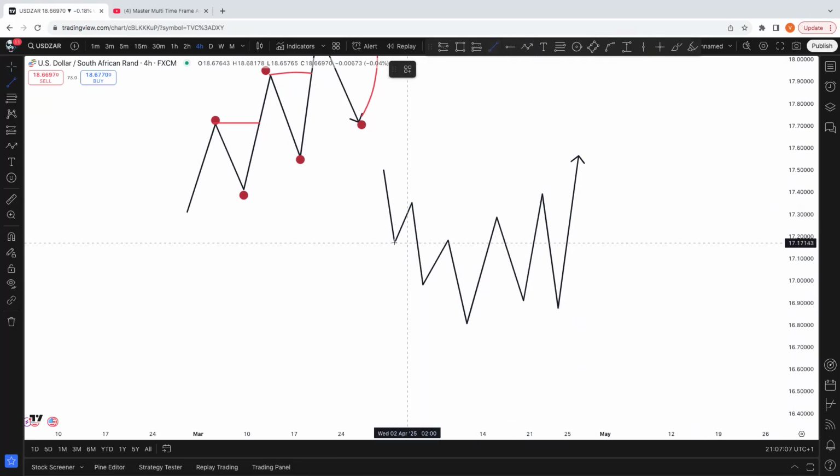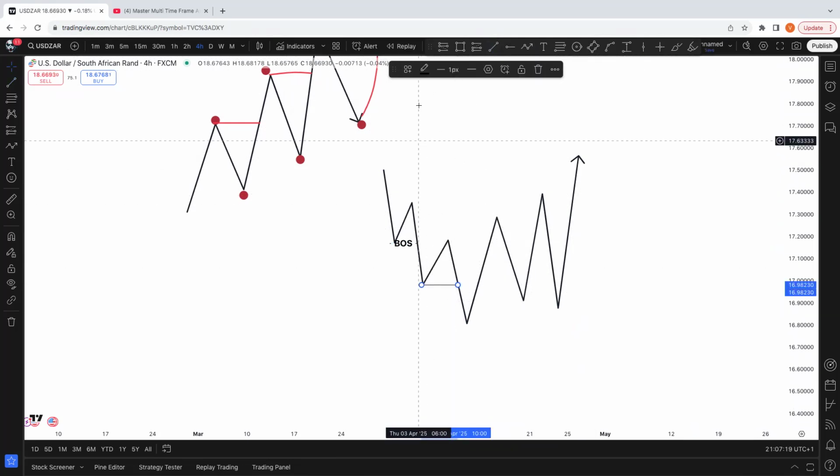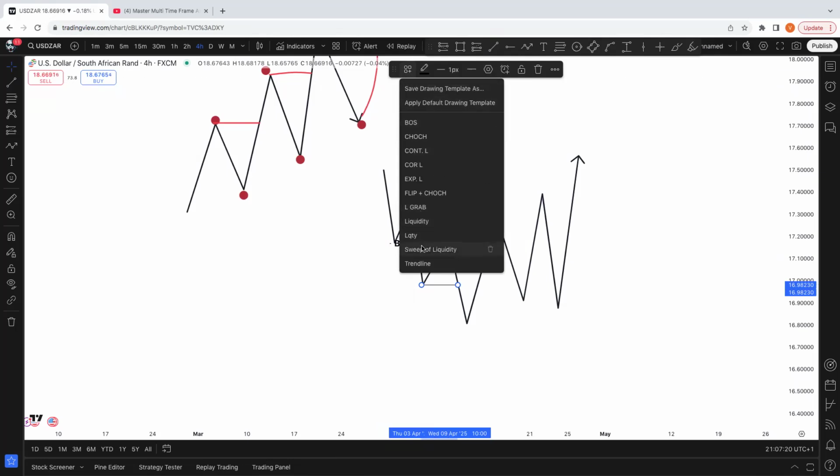Whenever the market is trending this way, we say this is a break of structure, and we refer to this zone as BOS. So this is a BOS, and this, now, is not a BOS. We don't refer to this as BOS, and I'm going to explain why. We refer to this as what?